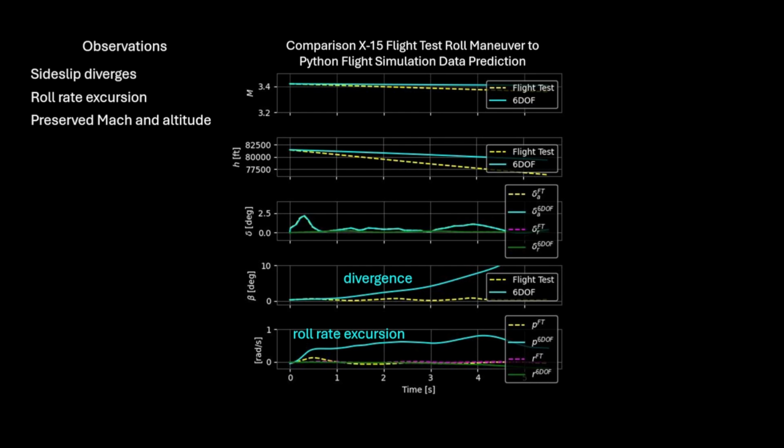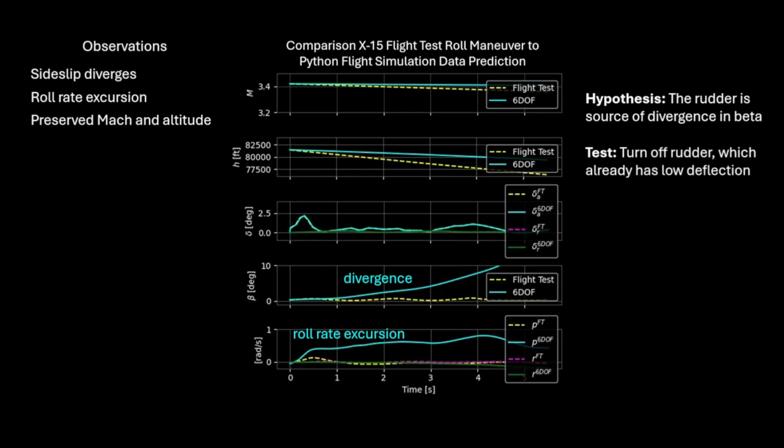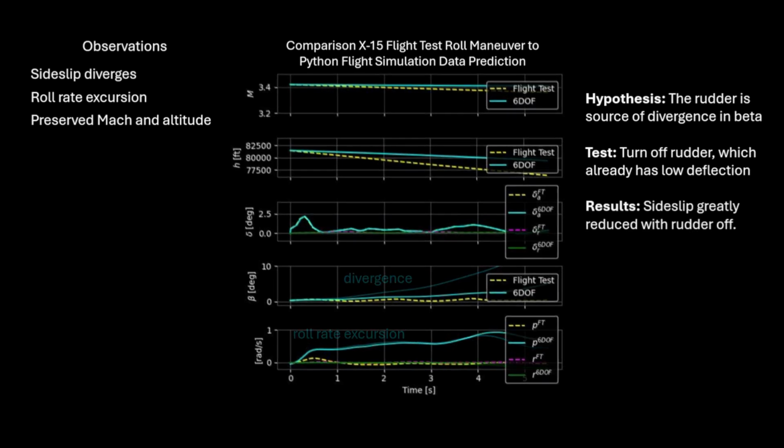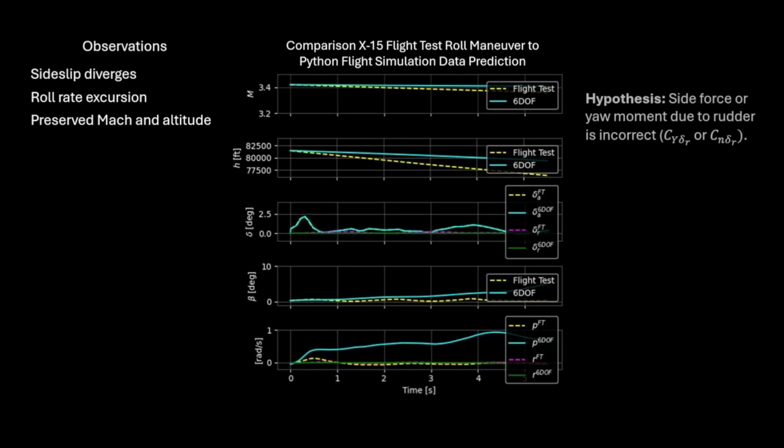Let's take this one thing at a time, starting with side slip divergence. It's speculated that small rudder deflections are at the source of the side slip divergence. So to test this, we'll turn off the rudder in the simulation and compare the results. We find significantly less growth in beta with the rudder off, indicating that the rudder plays a role in side slip divergence. This leads me to suspect one of the rudder control derivatives.